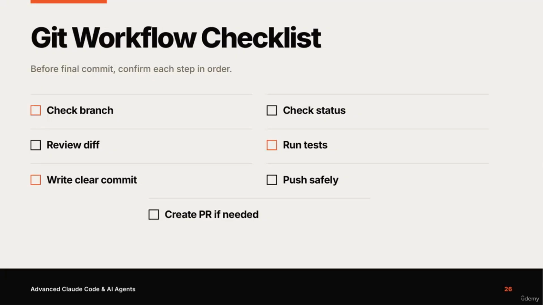Before making the final commit, it's crucial to follow a checklist to ensure everything is in order. First, check your branch to confirm you're working in the right place. Next, check the status to see what changes have been made. Then, review the diff carefully to understand exactly what will be committed. Running tests is essential at this stage to catch any errors or issues early. After that, write a clear and descriptive commit message that explains the changes you've made.